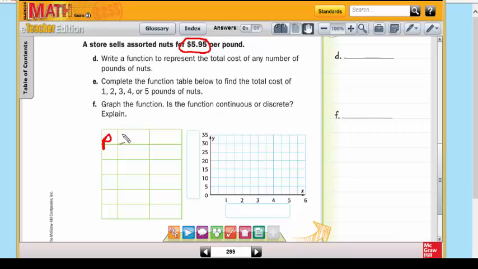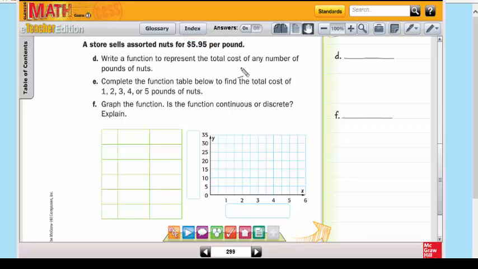So we are going to have 5.95, our slope, times our input of P is going to give us our output, and we'll use C here for cost. And we're going to use 1, 2, 3, 4, and 5 pounds for our inputs. So it's going to be 5.95 times 1, which of course is going to give us an output of 5.95. Now I can do this the easy way and move to our answers.